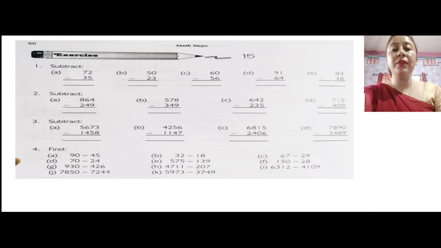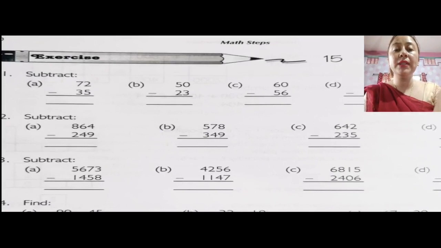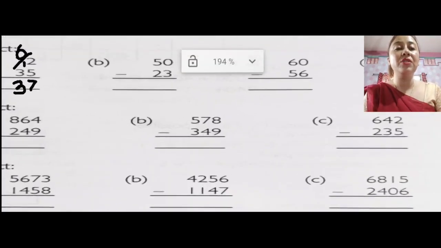Children, let us start with 1A from exercise 15. You can see that there is 72 minus 35. So you see ones position. You can't subtract 5 from 2 because 2 is less. So I will bring 1 from 7. So it will be considered as 12 and this will be 7 minus 1, 6. Yes. So 12 minus 5 is 7 and 6 minus 3 is 3. So my first answer is 37. Now let us do number B, children.